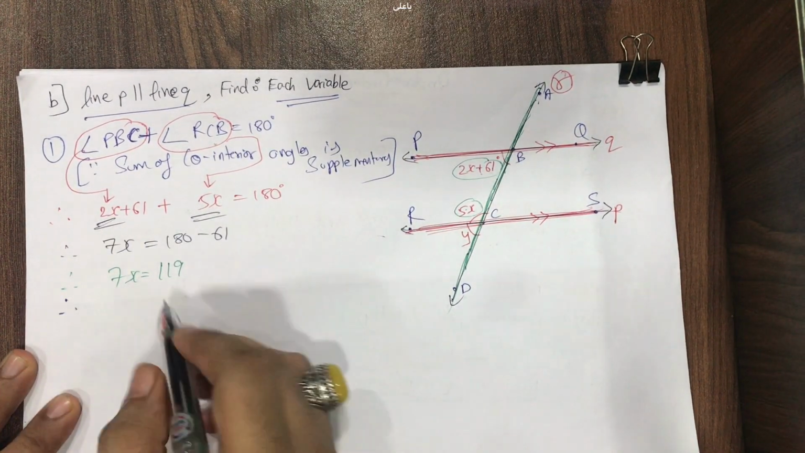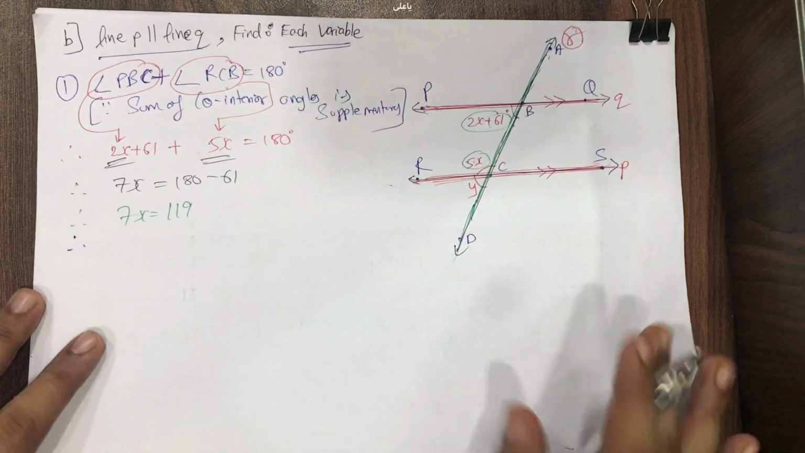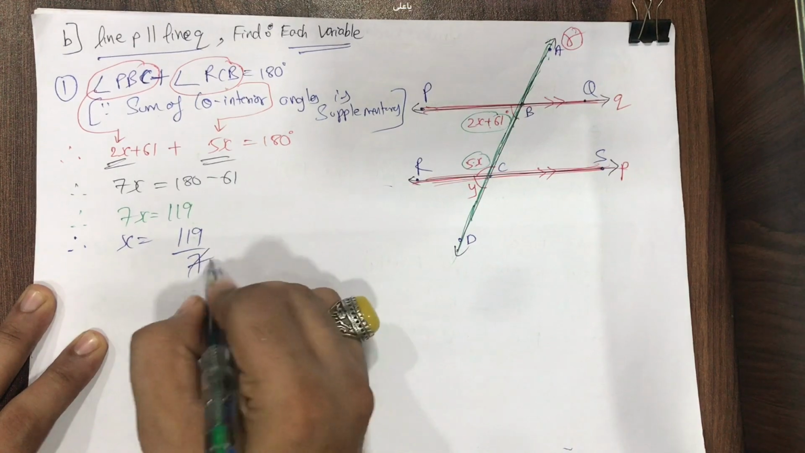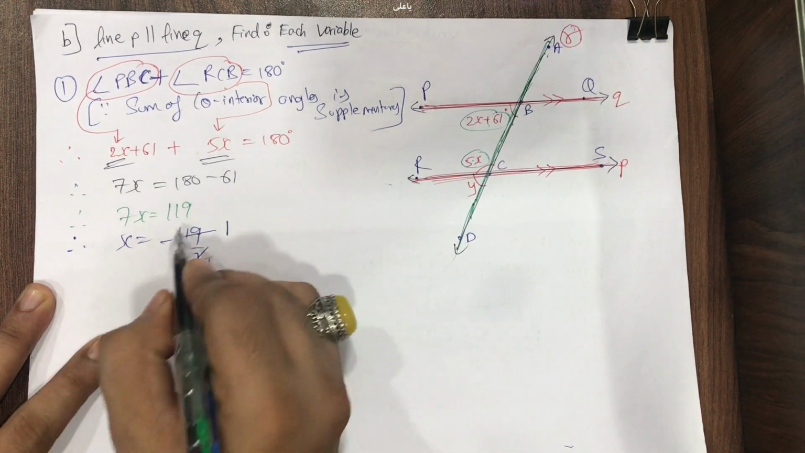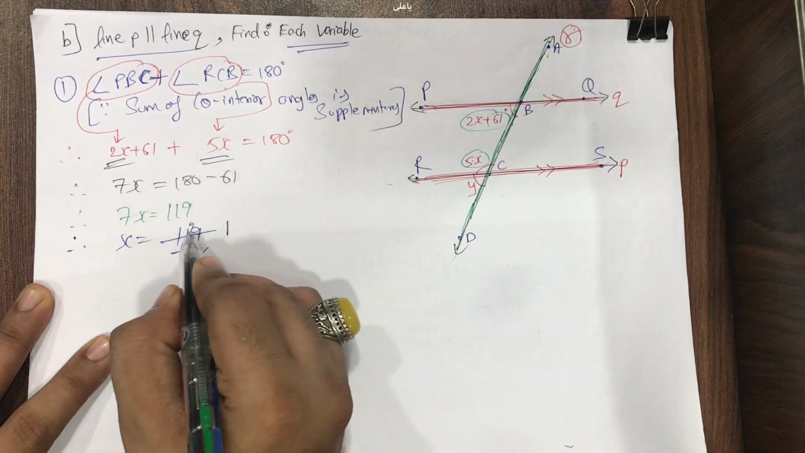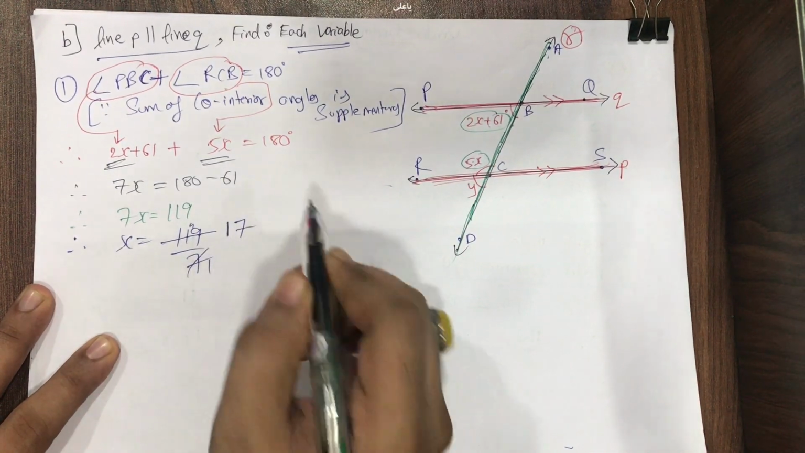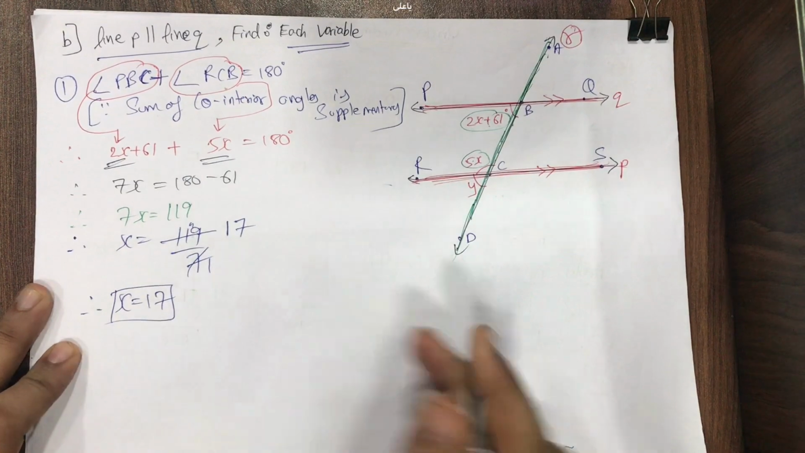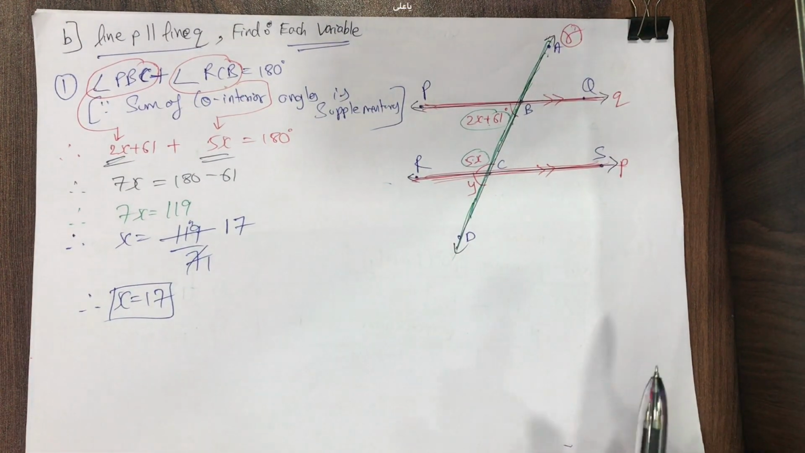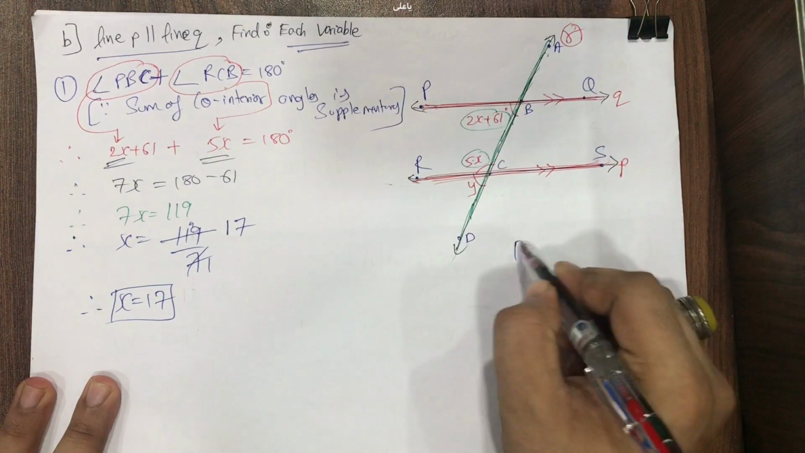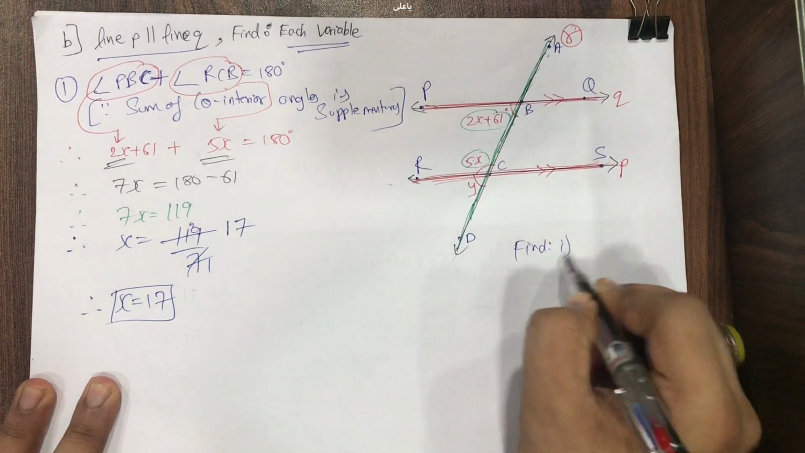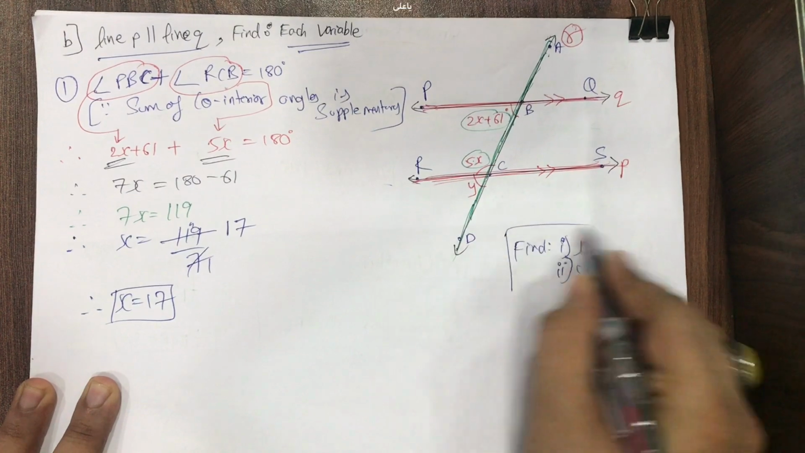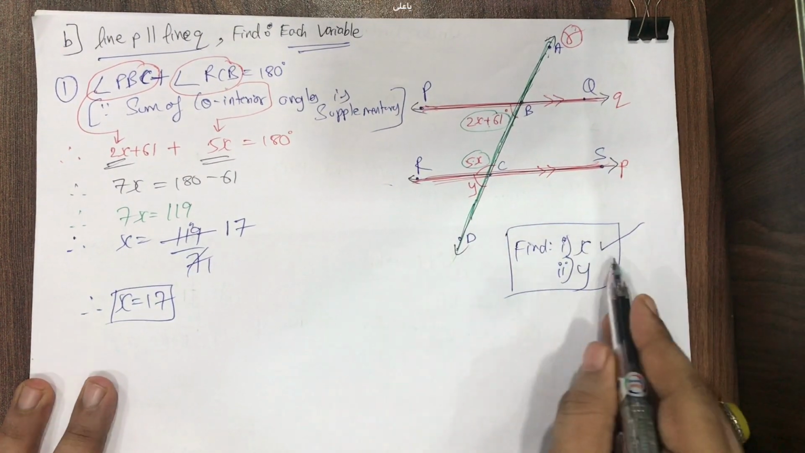Therefore x will be equal to 119 upon 7. 7 ones are 7. 4 is remaining, so the 4 carries over here, so it becomes 49. 7 sevens are 49. So therefore the value of x is 17. So we got to know one of the variables. In this question we need to find two variables, one is x and the other is y. This is our question. So we got to know our x over here.